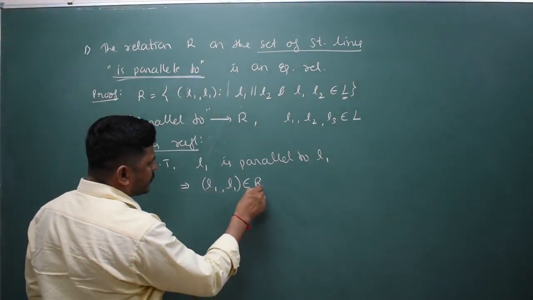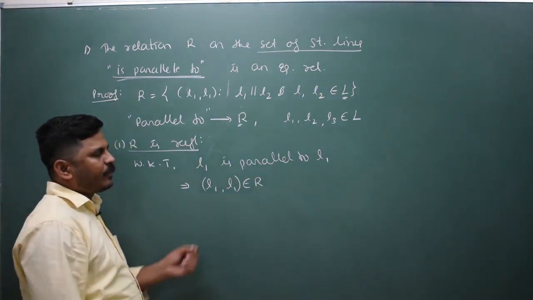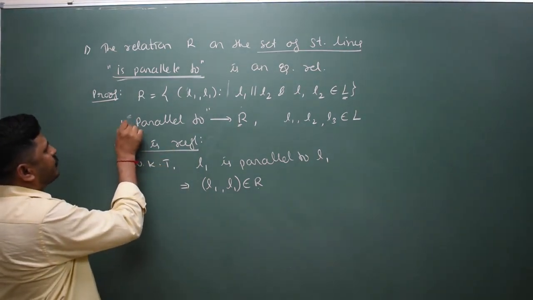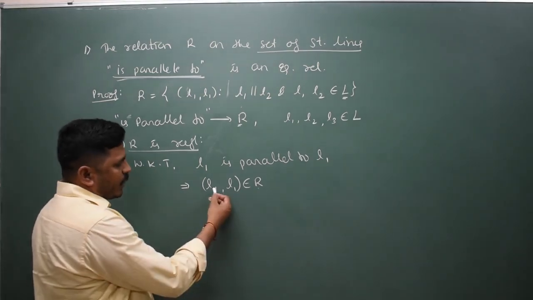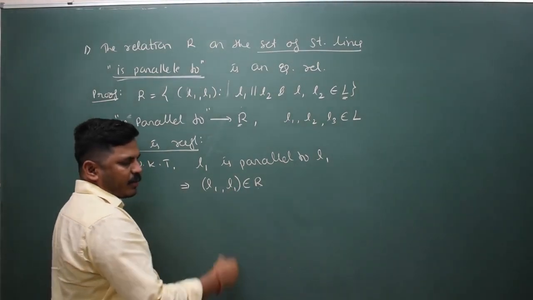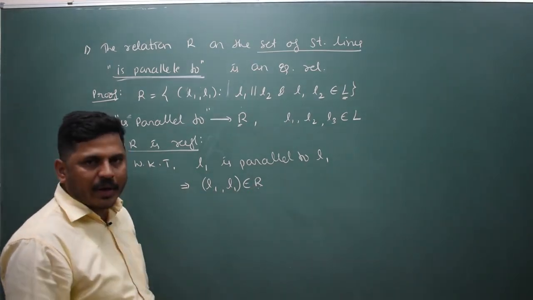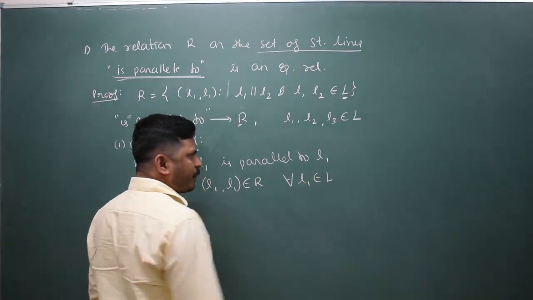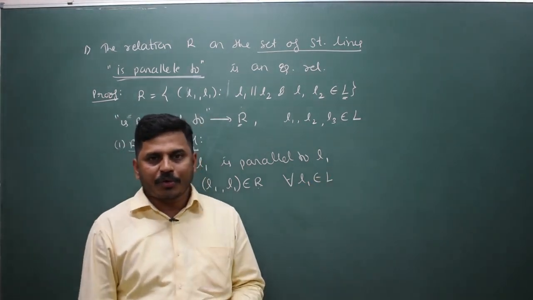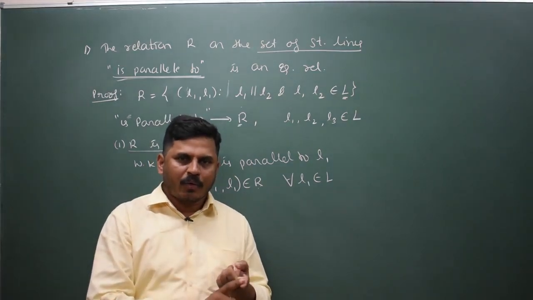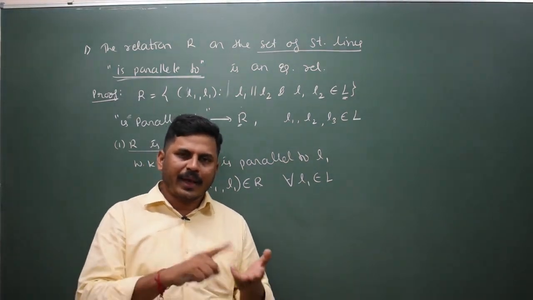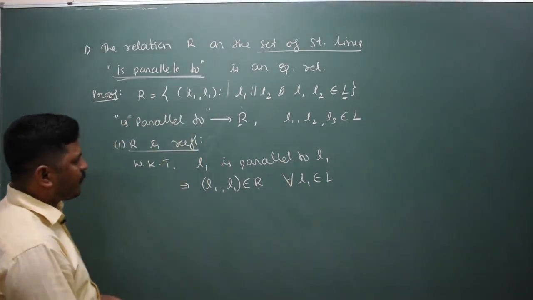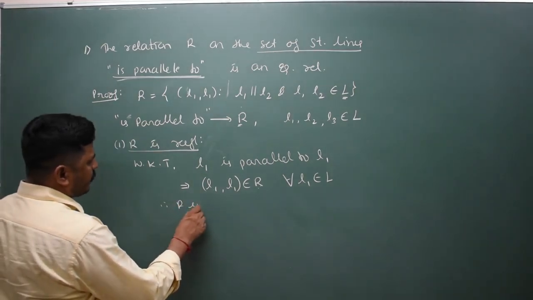I took is parallel to as R. R stands for is parallel to. So L1 is parallel to L1. Is it true for all L1 belonging to L? It is true for every line. Is L1 parallel to L1? What about L2, is it parallel to itself? L3, is it parallel to itself? L4? So for all it is true. Therefore R is reflexive.